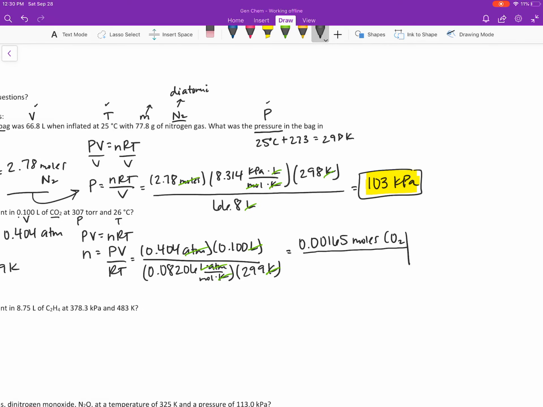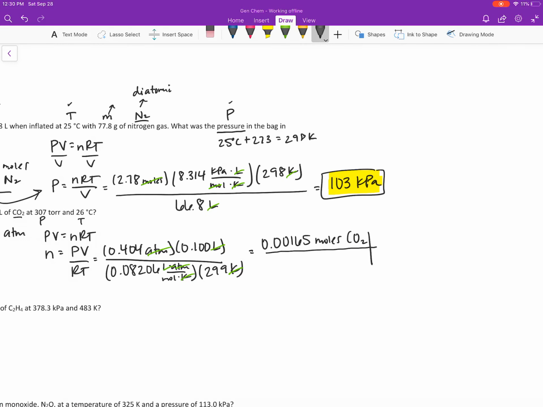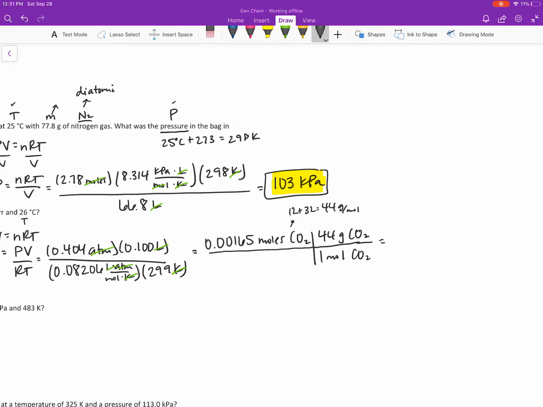It needs mass. So I'm going to end with the opposite of the first step on the last problem, which is converting from moles to grams instead of grams to moles. So for 1 mole of carbon dioxide, we have 12 plus 32 for oxygen, which gives me 44 grams of carbon dioxide for every 1 mole of carbon dioxide. So when I multiply that across, I get 0.0726 grams of carbon dioxide. Okay.